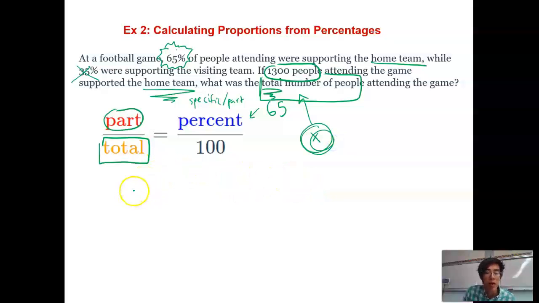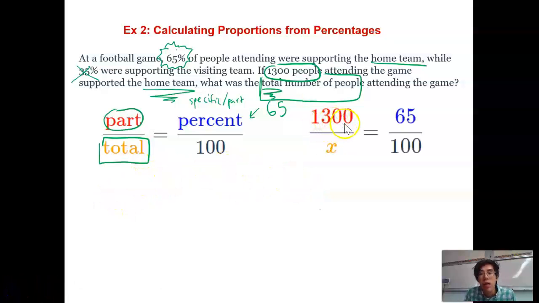So let's set it up. Once again, I am going to get all right, 1,300 over X, right? Because I don't know what that total value is down there. So 65%, all right, 1,300 people for the home team, right, over X. Okay, so once again, let's do cross multiplication. And these are going to multiply like that. Cross multiply.